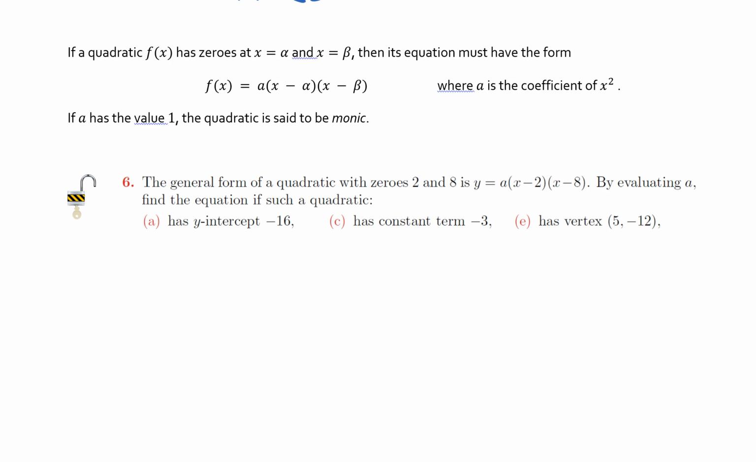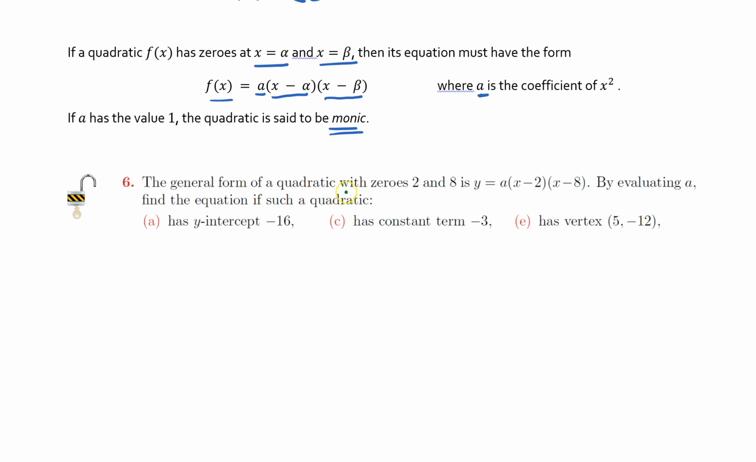Now, last idea before we let you loose. If a quadratic has zeros, x equals alpha and x equals beta, so these are the points where we cut the x-axis, then these must have been the factors, x minus alpha and x minus beta. And that means that the equation must have this form, that y or f of x equals a multiplied by the factors, where a is simply the coefficient of x squared. If a is 1, we're said to have a monic quadratic, and we know that they are easier to factorise and to solve. So let's have a look at this question here.